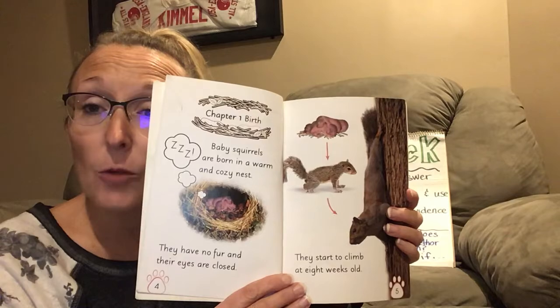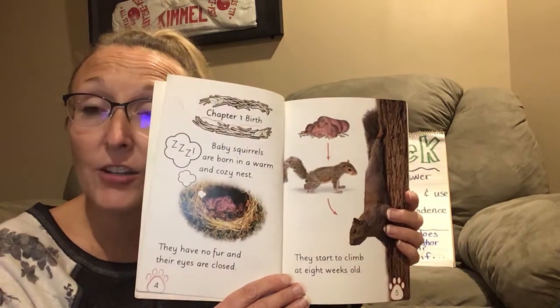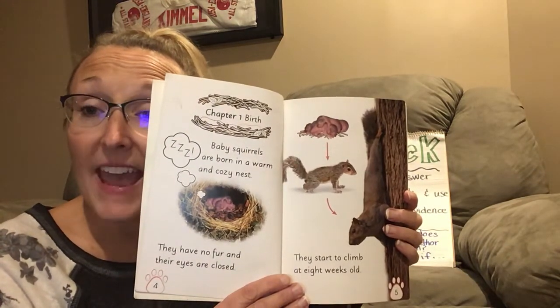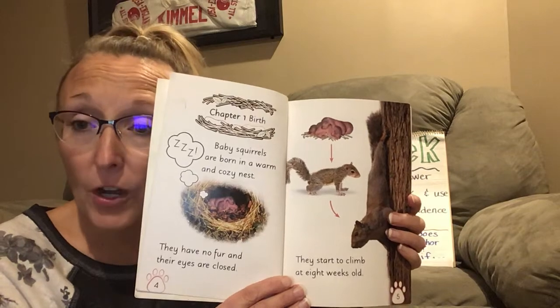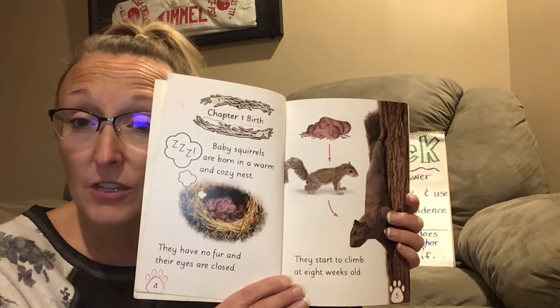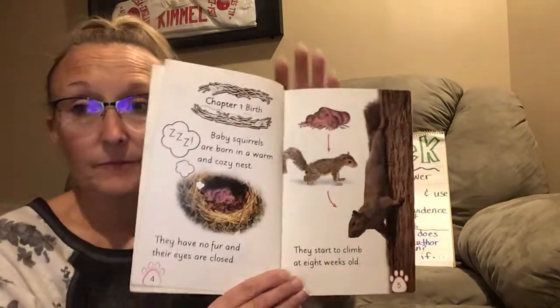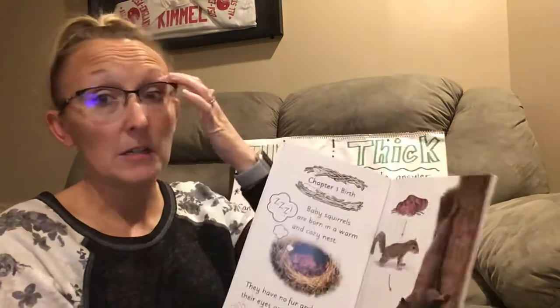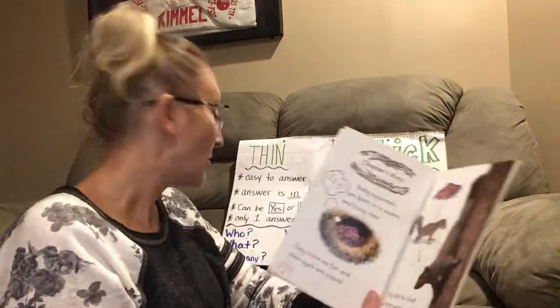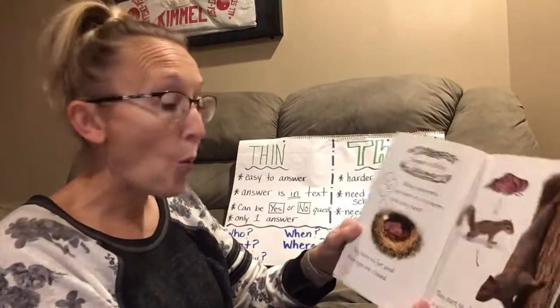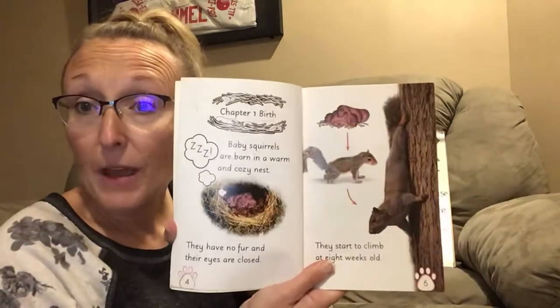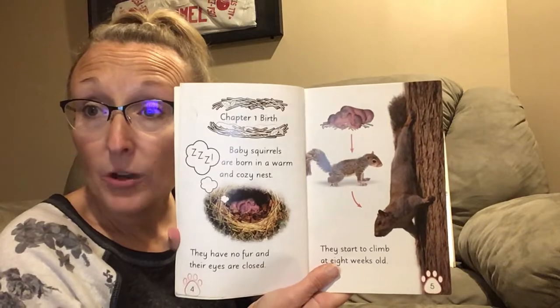Baby squirrels are born in a warm and cozy nest. They have no fur and their eyes are closed. They start to climb at 8 weeks old. Okay, so I can ask lots of questions here. Let me think of a thin question. Where do baby squirrels get born in?